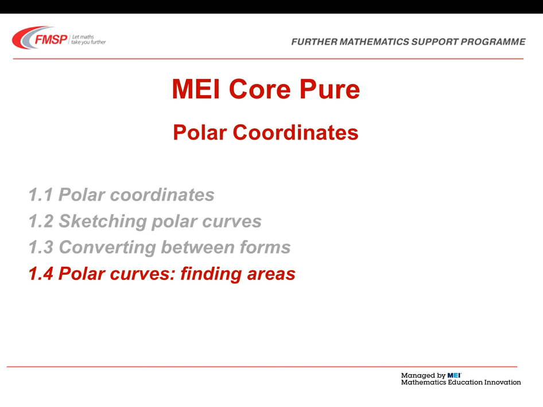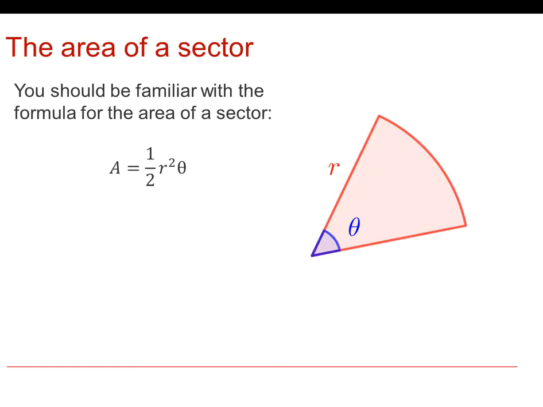Hello, this is the fourth video of a polar coordinate series for OCR Pure Core Further Mathematics, and it looks at finding areas enclosed by polar curves. You should be familiar with the formula for the area of a sector, being A equals half r squared theta, where theta is measured in radians.